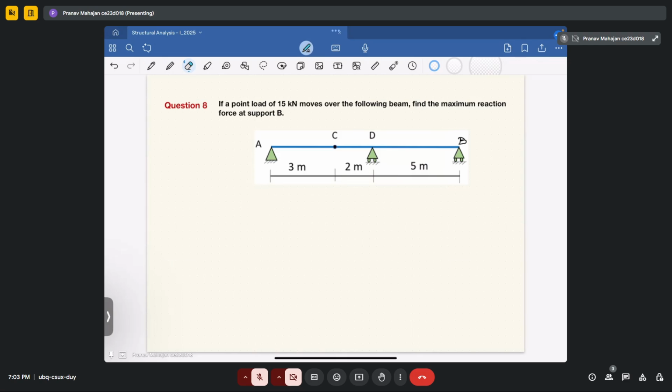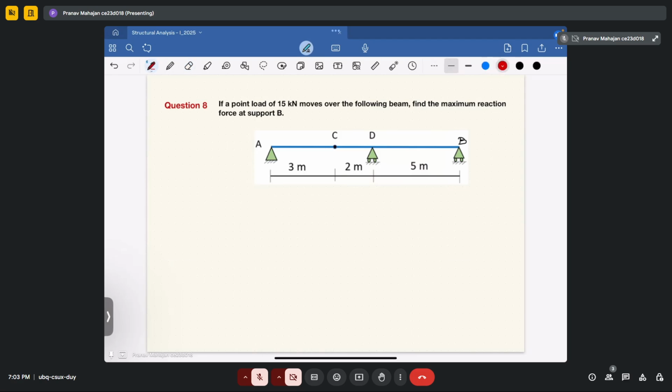In the next question, it is telling you if a point load, that is a concentrated load of 15 kilonewton, moves over the following beam, find the maximum reaction force at support B. So if you are expected to calculate the maximum reaction force at support B, as per Muller Breslau Principle, what you will do? You will provide a unit displacement to the support B. Now, whatever deflection profile you will observe, based upon that, you will get to know the maximum reaction force at support B.